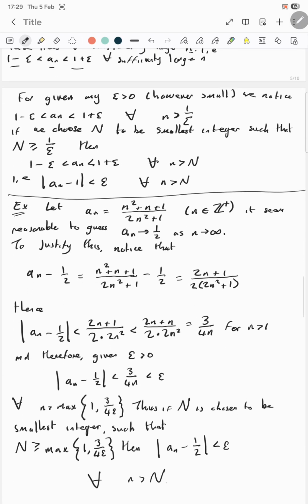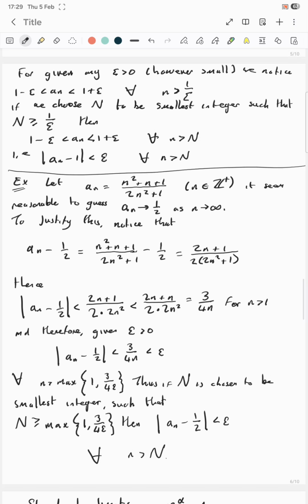Now for any given epsilon greater than 0, however small, we notice that 1 minus epsilon is less than a of n, which is less than 1 plus epsilon for all n greater than 1 over epsilon. If we choose N to be the smallest integer such that N is greater or equal to 1 over epsilon, then 1 minus epsilon is less than a of n, in turn less than 1 plus epsilon for all n greater than N, i.e. our magnitude is less than epsilon for all n greater than N.